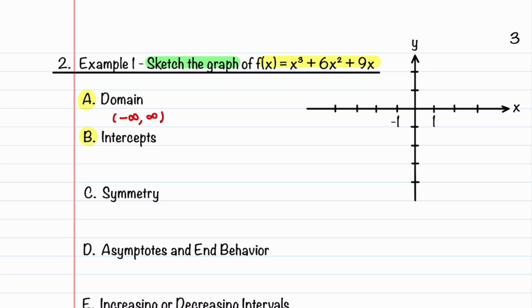Now let's think about intercepts. I think it's always easiest to find the y-intercept first. So to find the y-intercept, all we're going to do is set x equal to 0. And looking back up here at our function, that gives us that f of 0 is equal to 0. So our intercept is (0, 0), which is the origin. And that is our x and y-intercept.